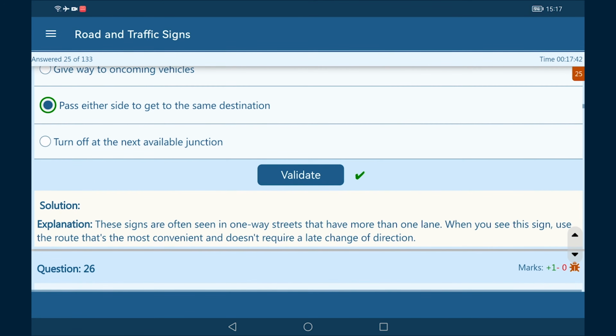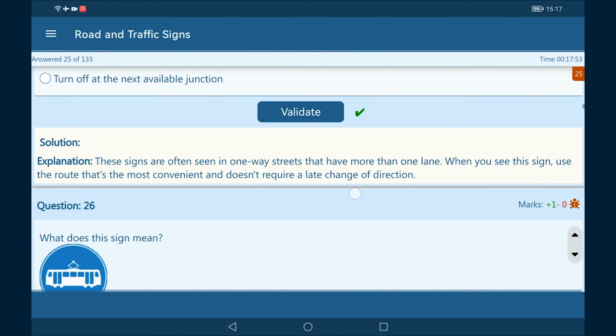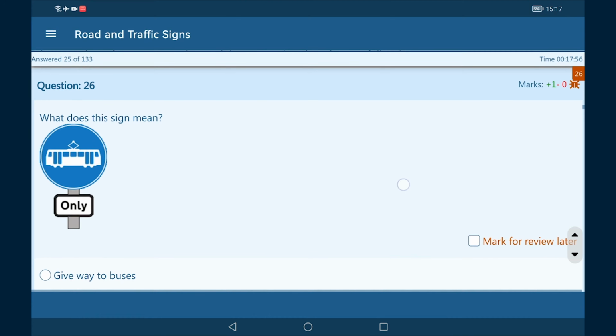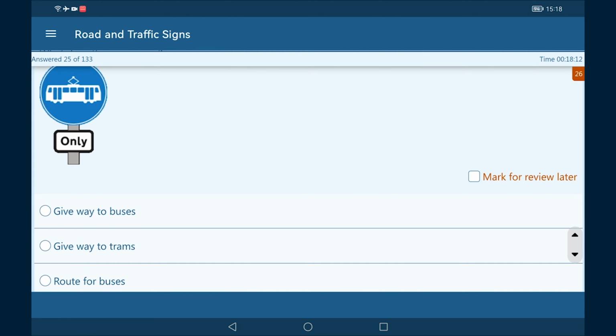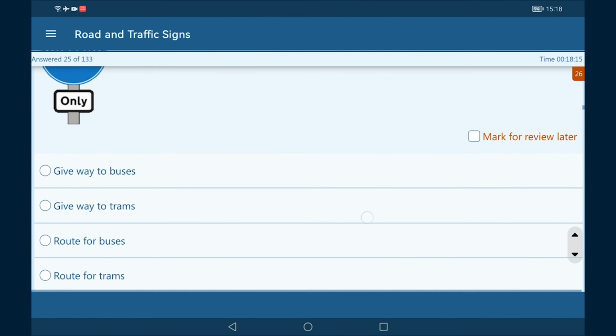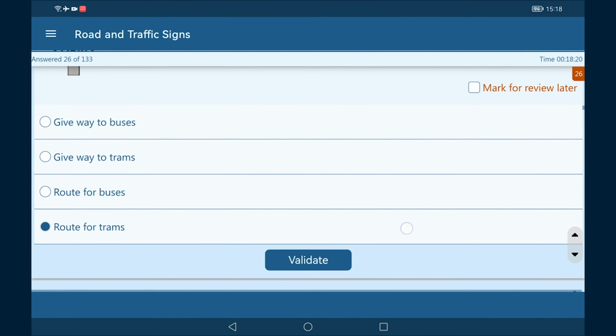Explanation. These signs are often seen in one-way streets that have more than one lane. When you see this sign, use the route that's the most convenient and doesn't require a late change of direction. Question 26. What does this sign mean? Option 1. Give way to buses. Option 2. Give way to trams. Option 3. Route for buses. Option 4. Route for trams. The correct answer is Option 4, that is, route for trams.